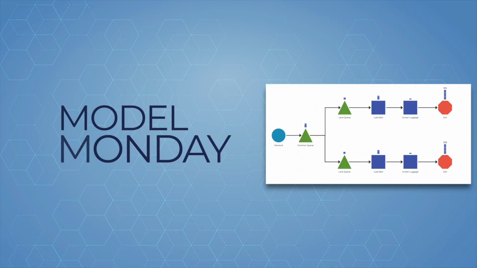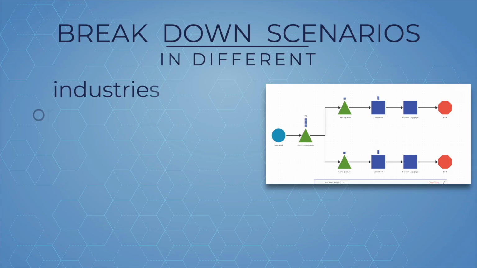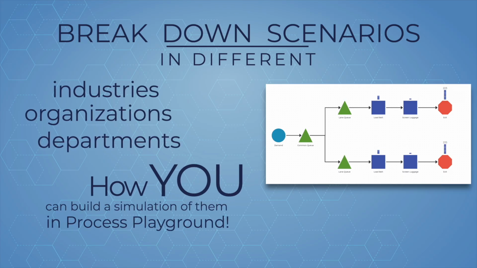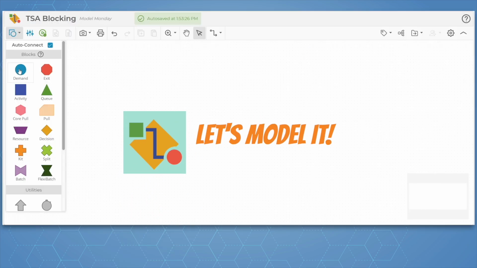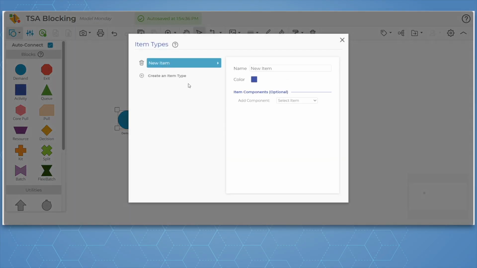Welcome to Model Monday, a series where we break down scenarios in different industries, organizations, and departments and explain how you can build a simulation of them in Process Playground. Let's model it. Let's drag out the demand block that will start this process. Then we'll open up our item types window to set up the items. In this case, we just have one and we'll call this passengers.